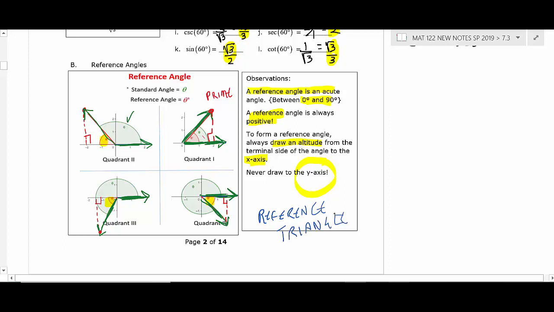And you'll kind of notice on this we have a triangle, see? We have a triangle, and then that reference angle is this angle right here. So every quadrant you get a reference triangle, okay? All right, let's go to the next thing.